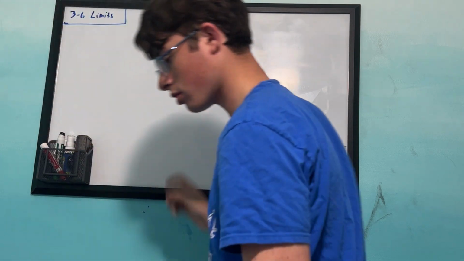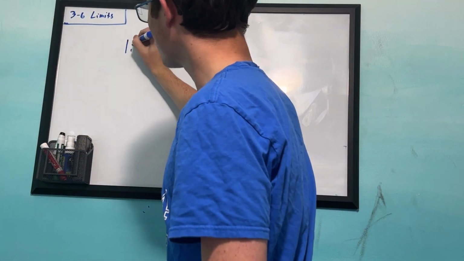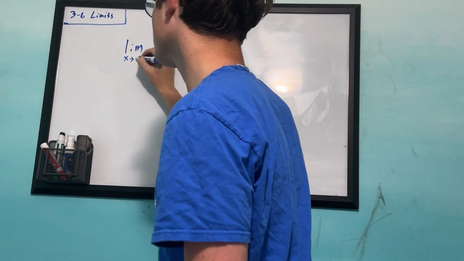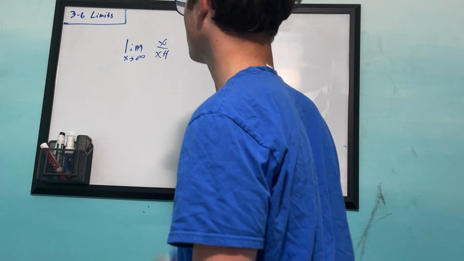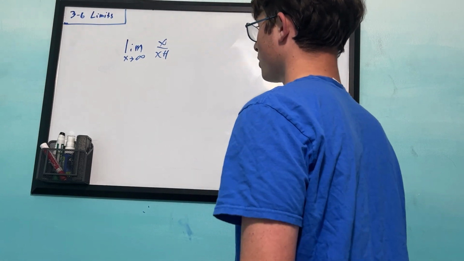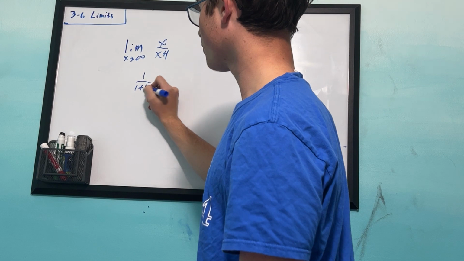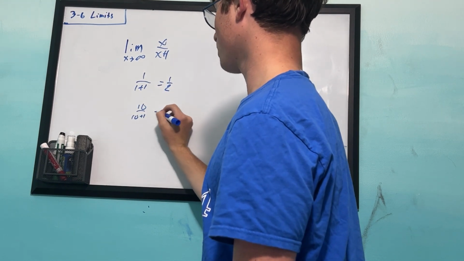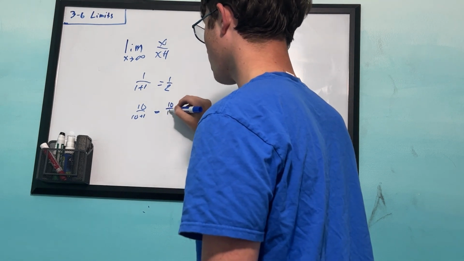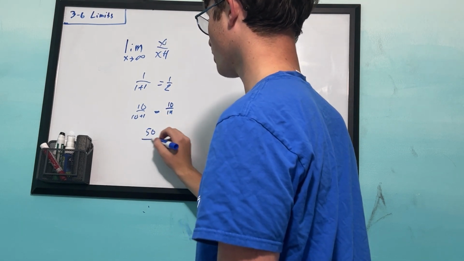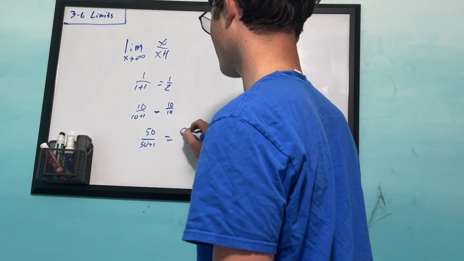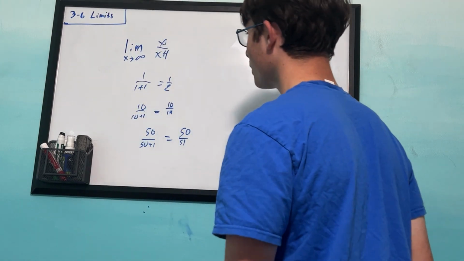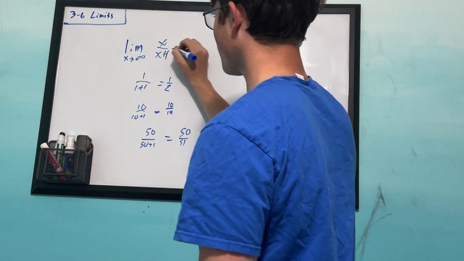And so first example would be the limit as x approaches infinity of x over x plus 1. So we could try out the first few terms. 1 over 1 plus 1 equals 1/2. 10 over 10 plus 1 equals 10/11. 50 over 50 plus 1 equals 50 over 51. As you can see, it's getting closer and closer to 1. And so we can say the limit equals 1.